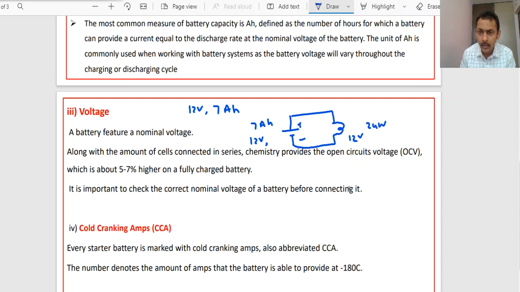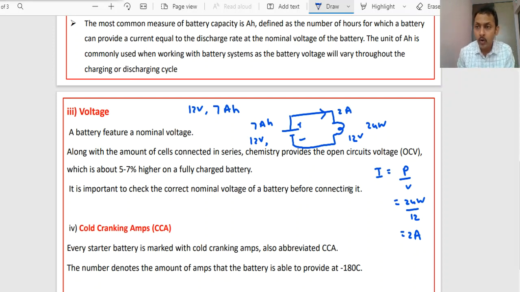then obviously this load is going to draw a current equal to the power rating divided by voltage. In this context, it is 24 watts divided by 12 volts. It is going to draw 2 amps. So for this load which works on 12 volts and 24 watt power rating, if you connect it to this battery, it is going to draw a current of 2 amperes.